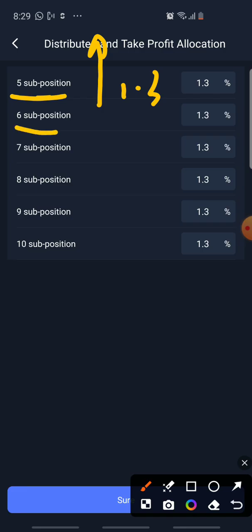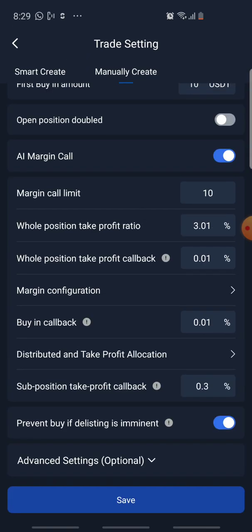The same applies to 6, 7, 8, meaning that you can still make money even if your coin is still down there, because of this strategy. So I usually leave 1.3 so that the bot can sell faster and generate some good profits while the coin is still in the trade. So that is distributed take profit allocation.